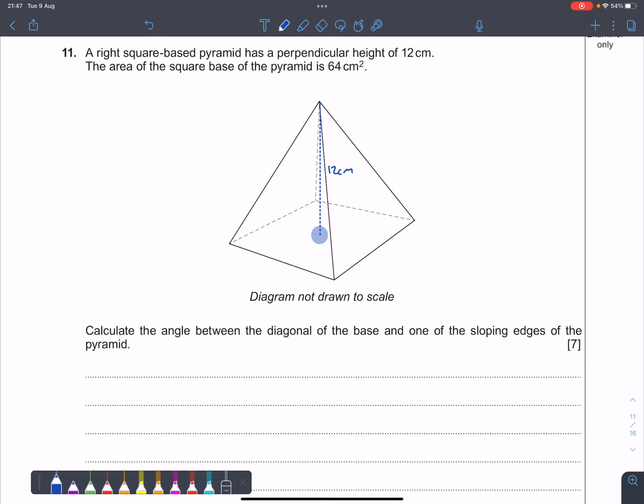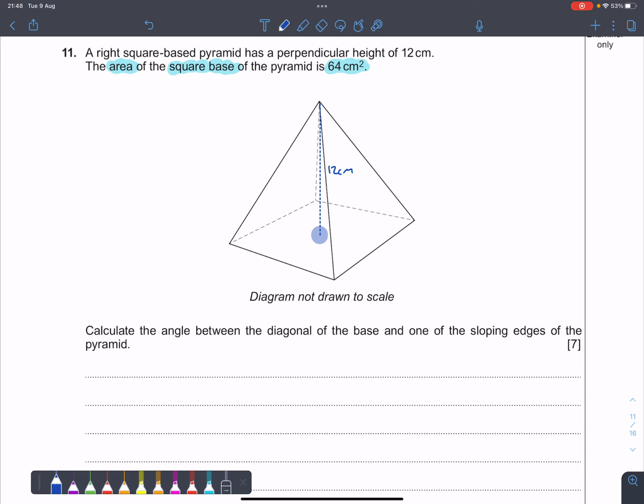The area of the square base is 64. So that's our other important piece of information. So we've got the perpendicular height of 12 and the area of the square base is 64. We want to calculate the angle between the diagonal of the base and one of the sloping edges of the pyramid. So let's just figure out what that means.